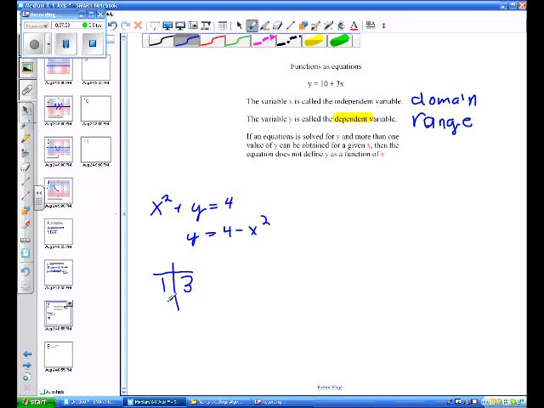If we picked a 2, well, then we would have 4 minus 2 squared, which would be 4 minus 4, or 0. Again, there's no other value that we could get for y when x is 2. If we picked a negative 1, well, negative 1 squared is 1, 4 minus 1 is 3. There's no other value for y that we can get when x is negative 1. So for every value of x, we're only going to get one y. So this would be a function.